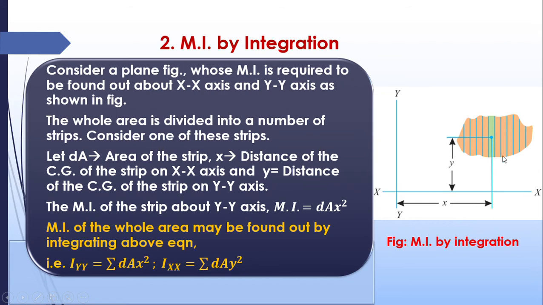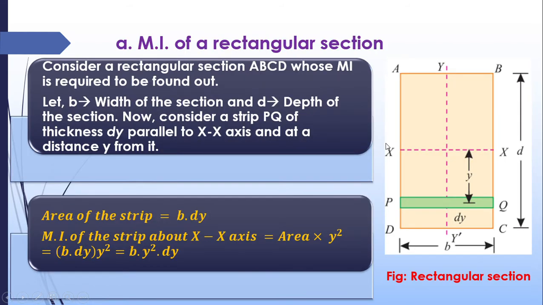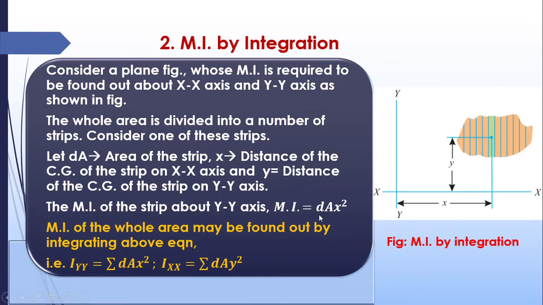When it is for the entire figure, we have to take sigma, the total moment of inertia. So how can we find the total moment of inertia? That is by integration only. This total is found out by the integration method, so that we will see later. Now we are moving on to the moment of inertia of different structures, different figures.